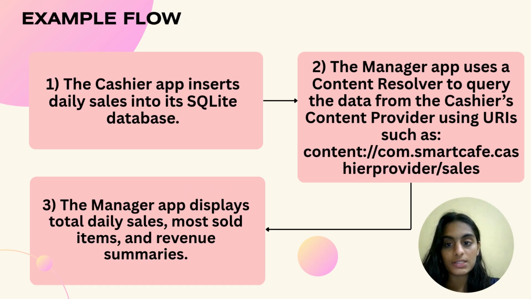An example flow is, first, the cashier app inserts daily sales into its SQLite database, and then the manager app uses a content resolver to query the data from the cashier's content provider using URLs such as content://com.smartcafe.cashier.provider/sales, and then the manager app displays total daily sales, most sold item, and revenue summaries.